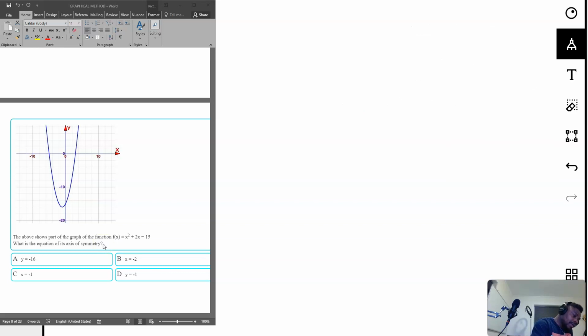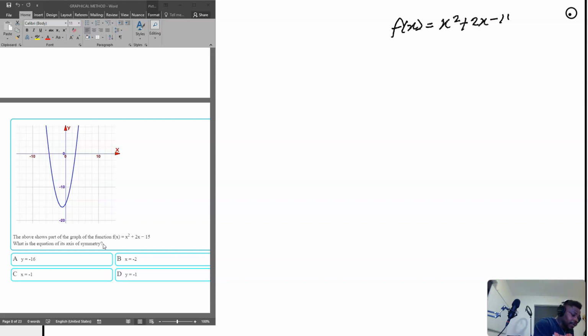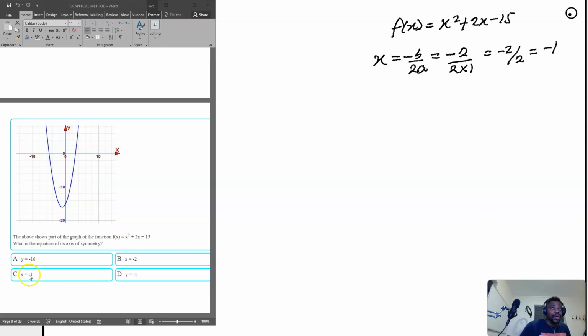The function given to us is f of x is equal to x squared plus 2x minus 15. Axis of symmetry is x equals minus b over 2a. So minus, what is b? 2. 2 times 1. This is minus 2 over 2. This is minus 1. So our axis of symmetry is going to be x equals minus 1.